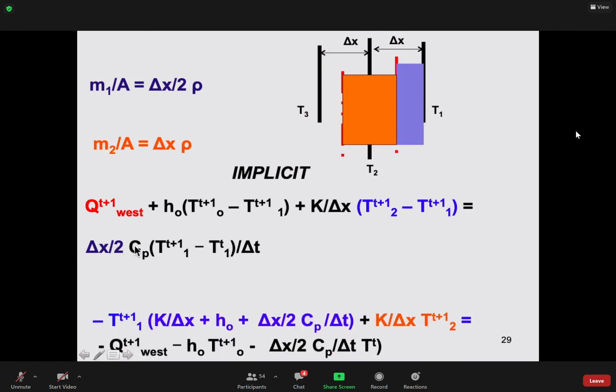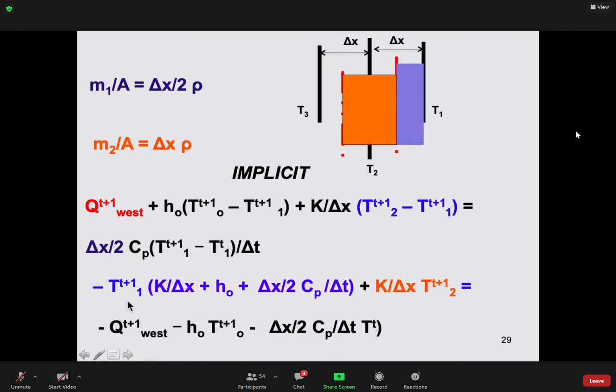And equation number 2 will end up in this format again. Equation number 2 will end up, I'm sorry, let me just go back. If I summarize this equation right here, you can see I have a T1 here.